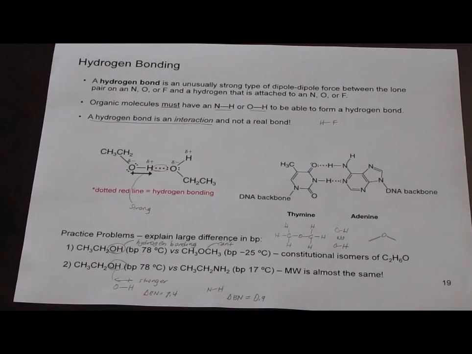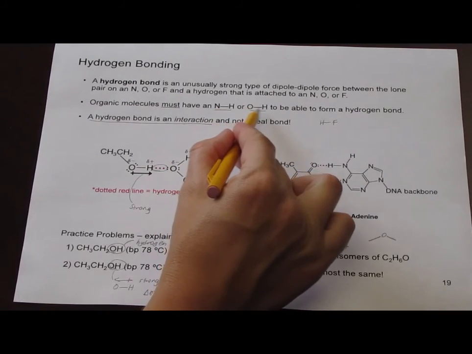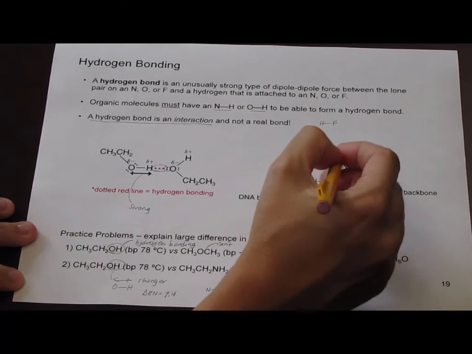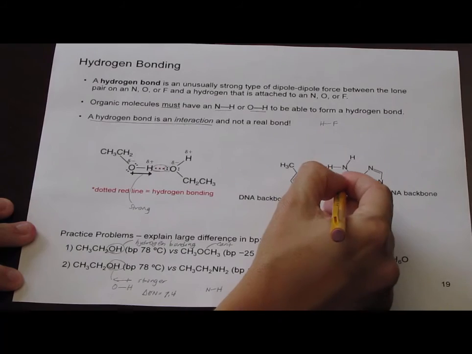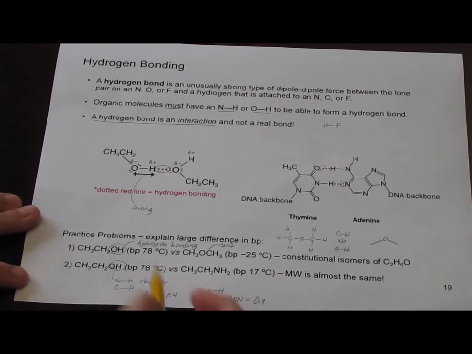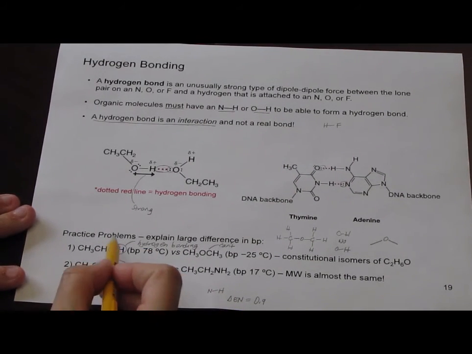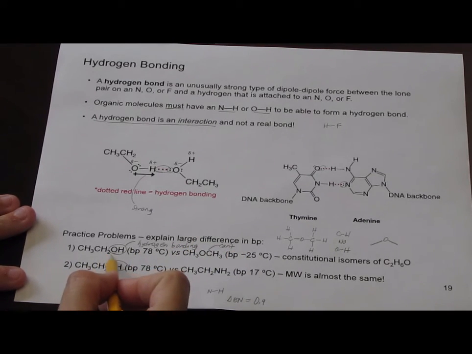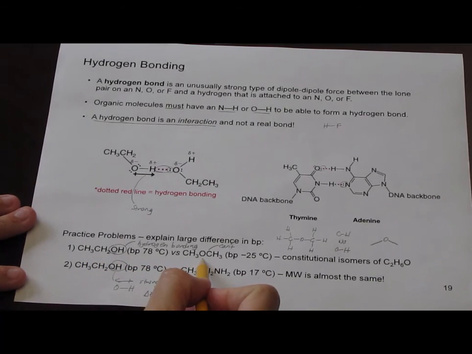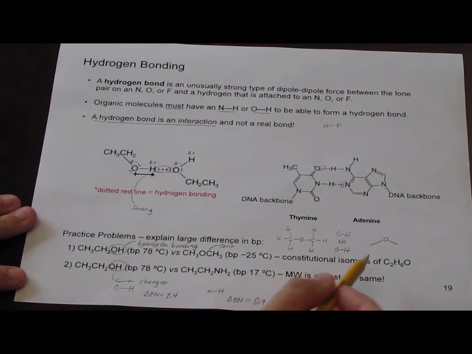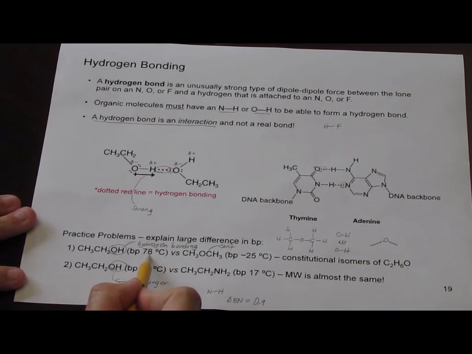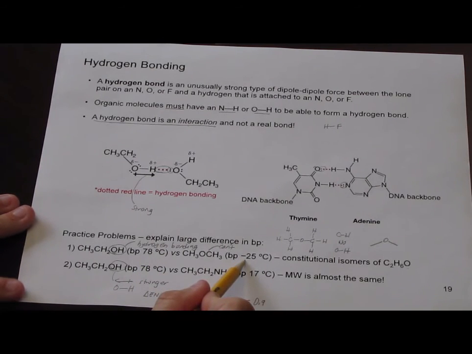Looking at hydrogen bonding, you have to have an NH or an OH, and you also have to have lone pairs on oxygens and nitrogens to be able to do hydrogen bonding. Here are two practice problems in which we want to explain the difference in boiling points. In the first problem, we have an alcohol. In the second part, we have an ether. These are both constitutional isomers of C2H6O. One has a high boiling point and the other does not.